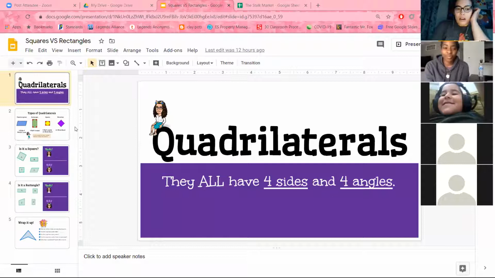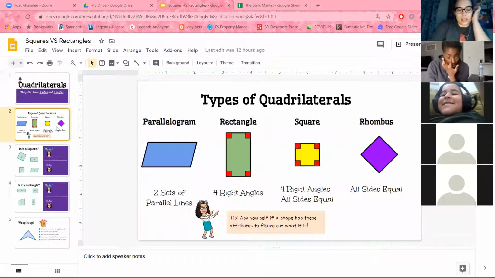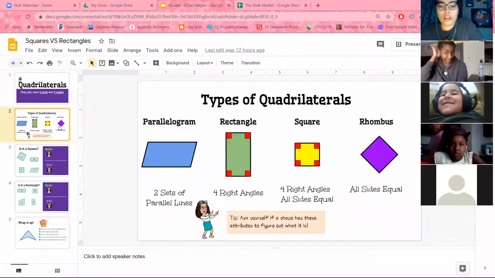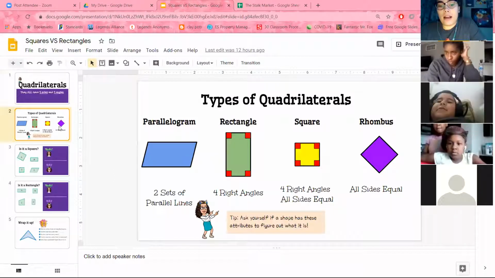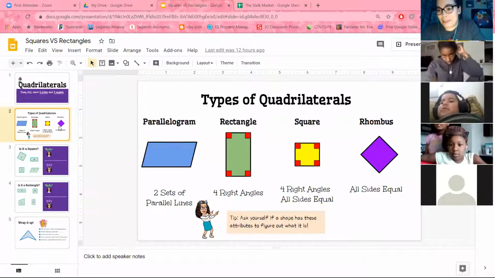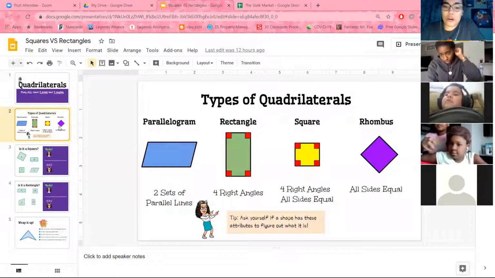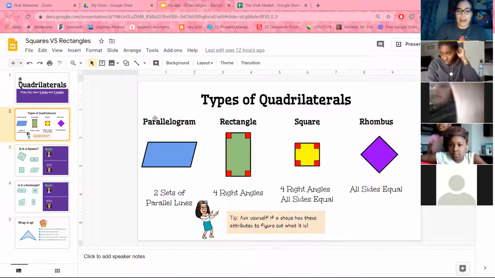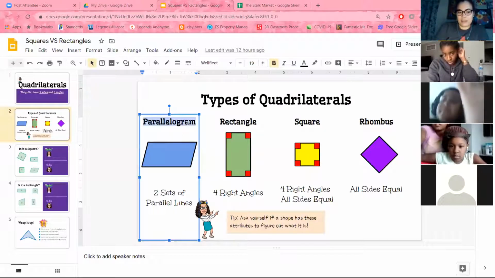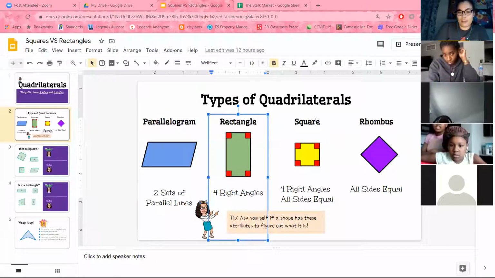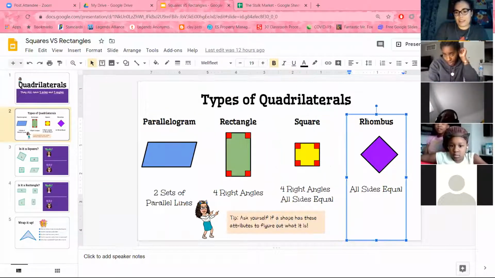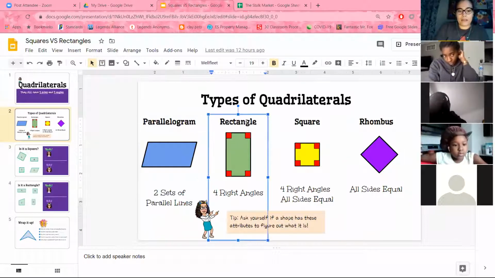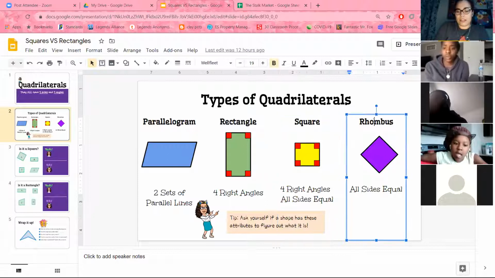Okay, when was the last time we saw each other? Thursday, when I told you all the types of attributes for different types of quadrilaterals. It was a lot, and I know it can be a little confusing. This is the most simplified version of how to know what type of quadrilateral you're looking at. So we have parallelograms, rectangles, squares, and rhombuses.